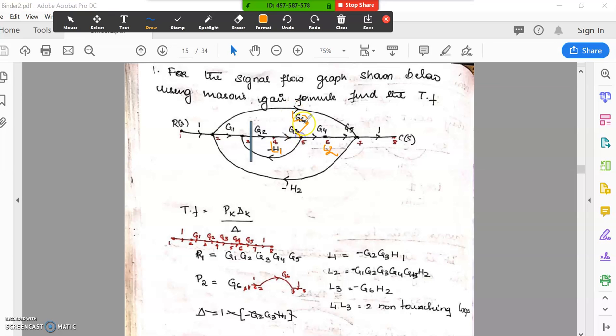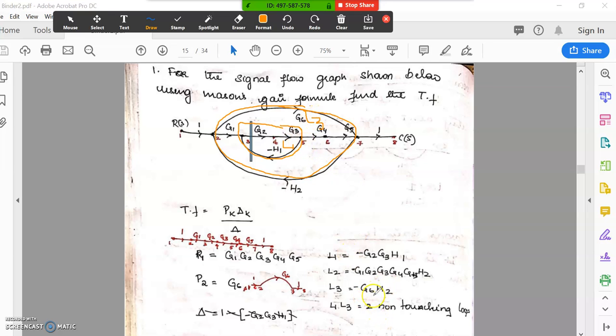Do we have a non-touching loop? This was L3, isn't it? This was L1. L1 and L3, is it touching? L1 is inside and L2 is on the outer side. There are no common nodes between these two. So these two are the non-touching. L1 and L3 are the non-touching.